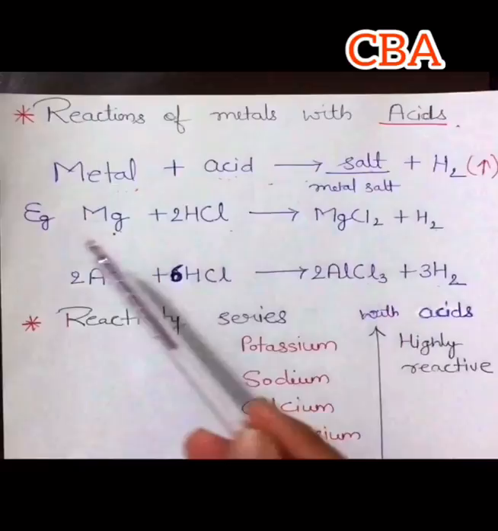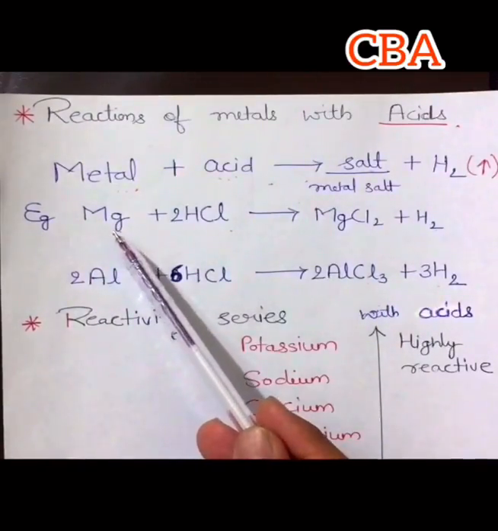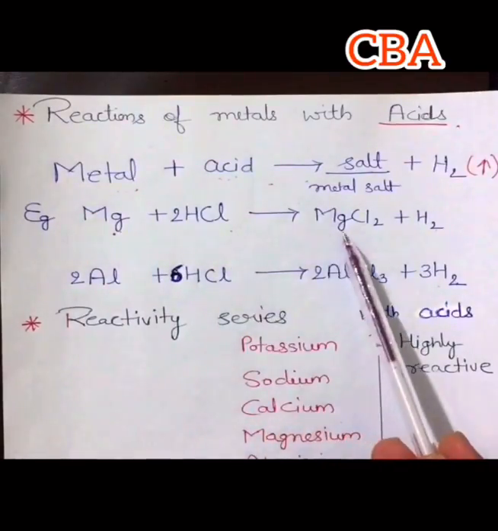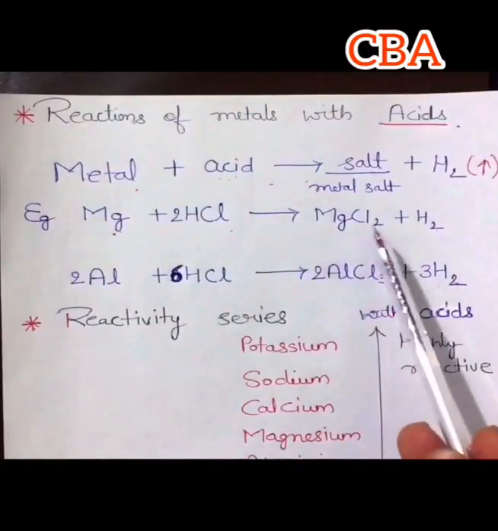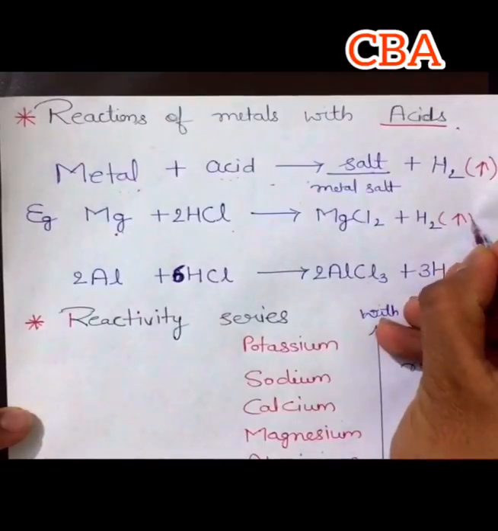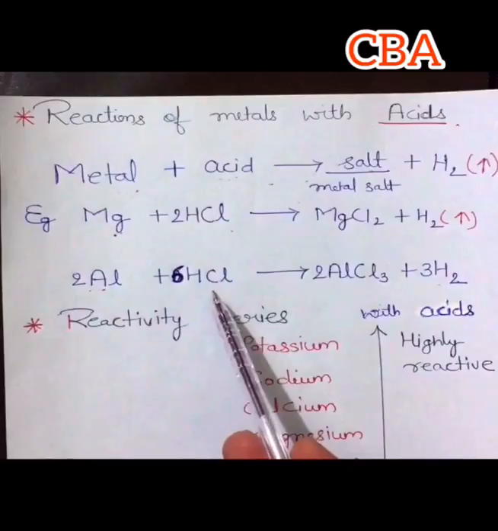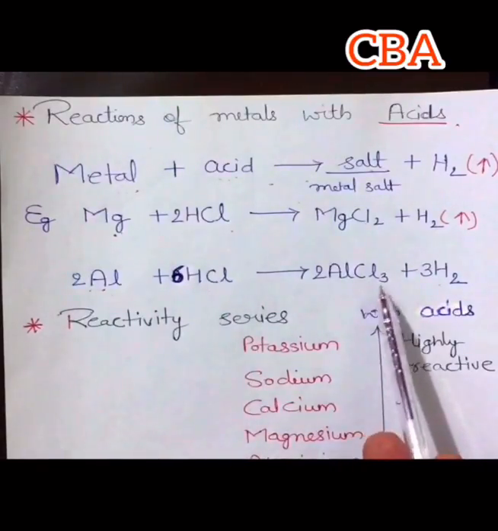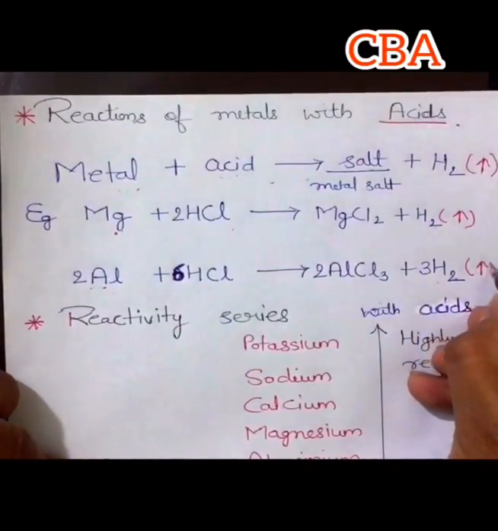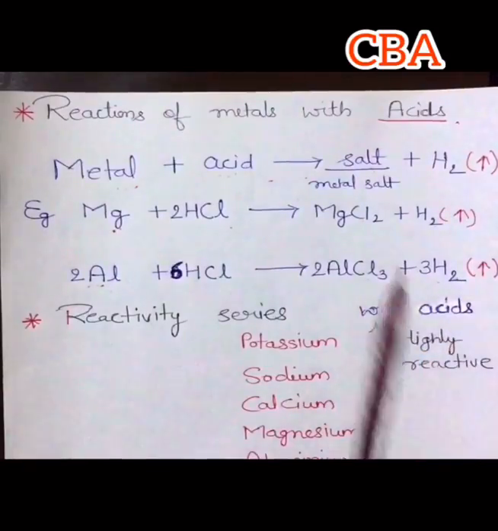If we talk about some examples, you can see I am taking magnesium. When magnesium reacts with hydrochloric acid, that is HCl, there is a formation of MgCl2, magnesium chloride. And again here the hydrogen gas is released. If aluminium reacts with HCl, there is a formation of AlCl3, plus here also the hydrogen gas is released. So if a reaction occurs between a metal and an acid, there will be release of hydrogen gas.